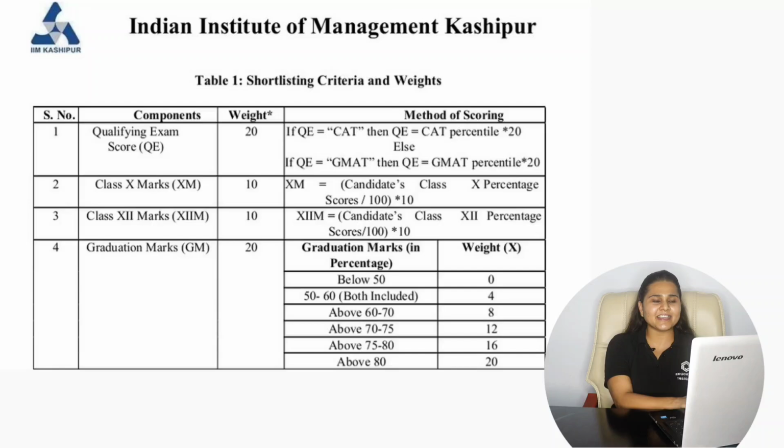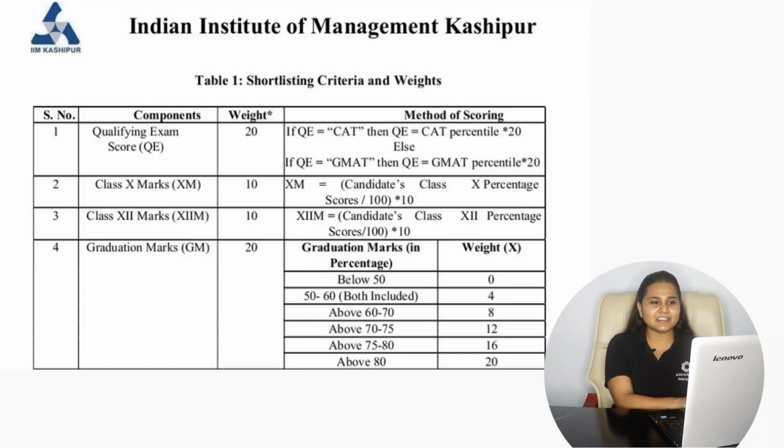If we consider stage 1, 20% weightage is given for the qualifying exam, that is your CAT entrance examination. Then 10% weightage is given for your class 10th marks, 10% weightage is given for your class 12th marks, then 20% weightage is given for your graduation marks.